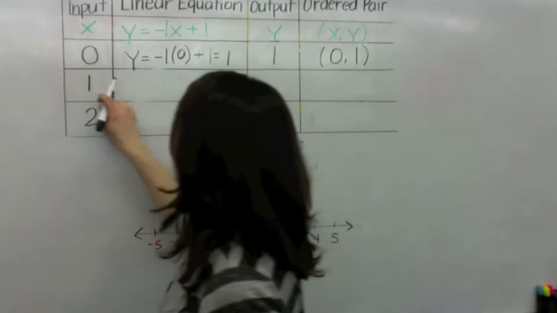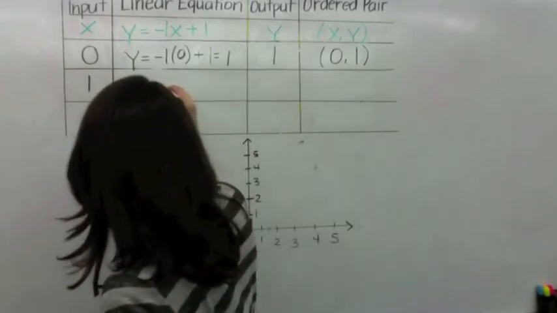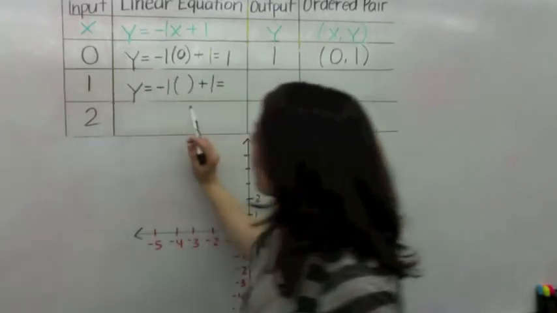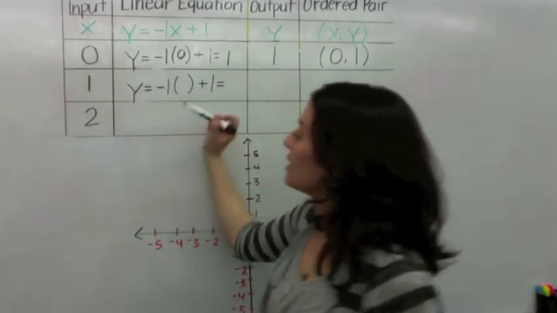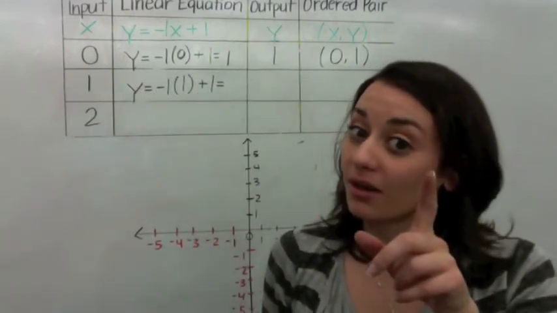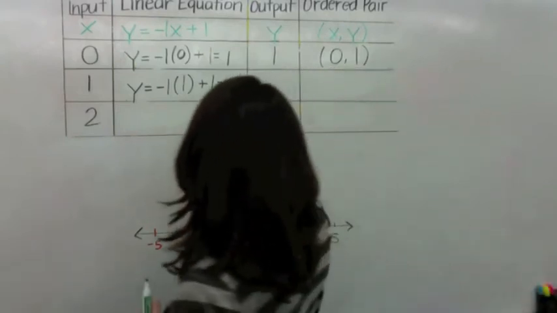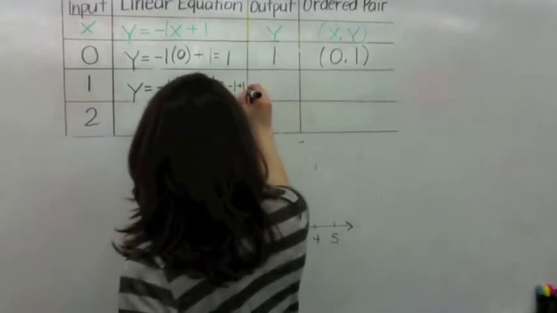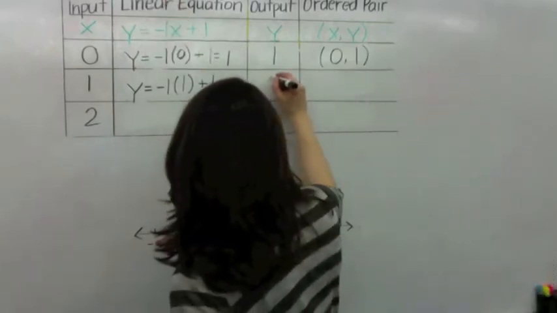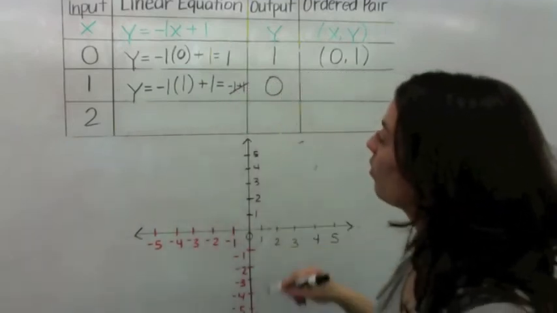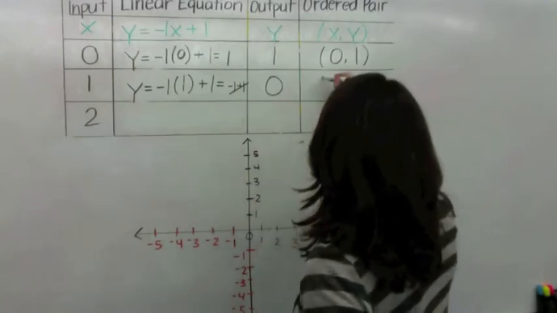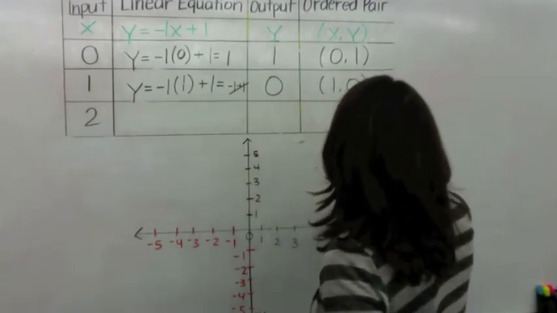Okay. Let's go ahead. We're going to plug in 1 now. Y equals -1 times x plus 1. Okay. What's x? 1. What is -1 times 1? What's the opposite of 1? -1. So this is -1 plus 1. -1 and +1 make 0. So you have 0 as your y coordinate. So this next coordinate or ordered pair is 1, 0. Okay, glad we did this one.